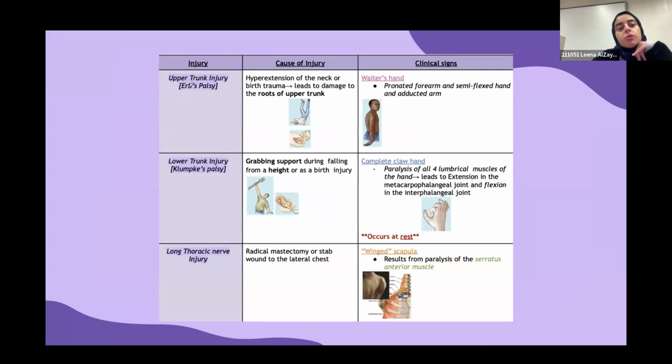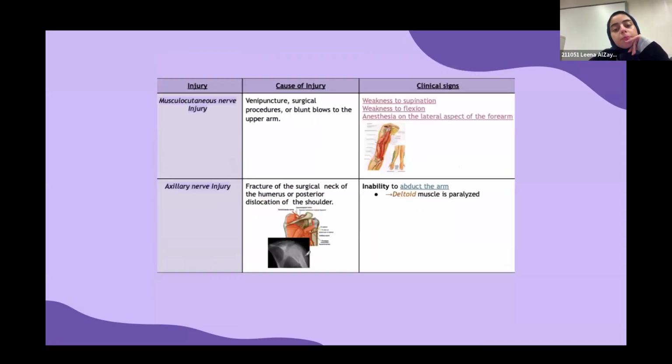So upper trunk injury, we have Erb's palsy, which is waiter's hand. Lower trunk injury, we said Klumpke's palsy, which is a birth injury, and you get the claw hand, and it occurs during rest. Long thoracic nerve injury, we said winged scapula, which is the serratus anterior muscle, and usually it's after radical mastectomy. Musculocutaneous nerve injury is causing weakness of supination, weakness of flexion, and sensory loss of the lateral aspect of the forearm.